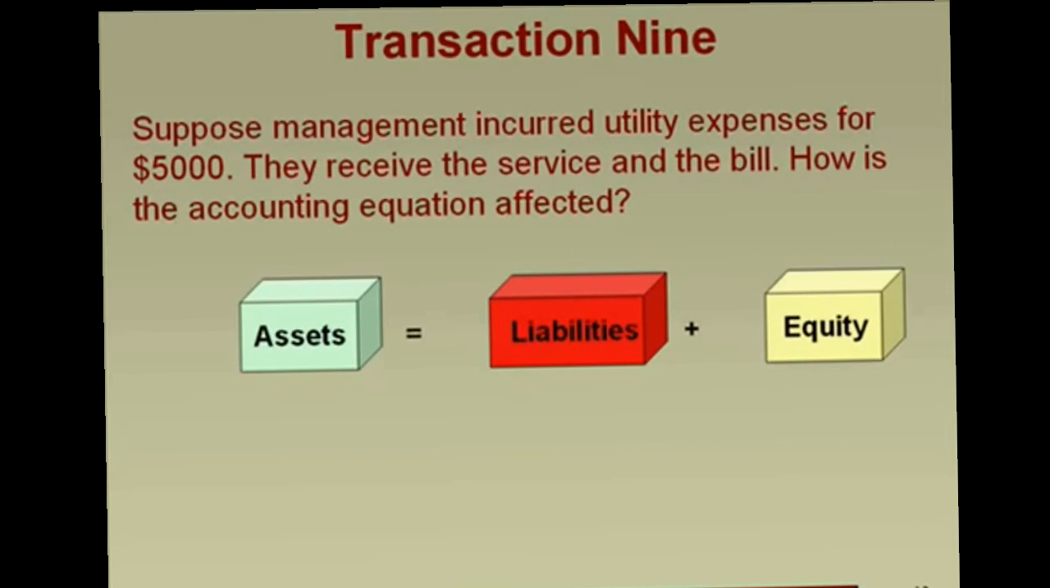Suppose management incurred utility expenses of $5,000. They received the service and the bill, but assume they haven't paid it. How is the accounting equation affected? I'm deliberately making this more tricky. Let me put the balance as it stands now. Take your time. Stop this presentation now, have a crack, and start again when you're done.